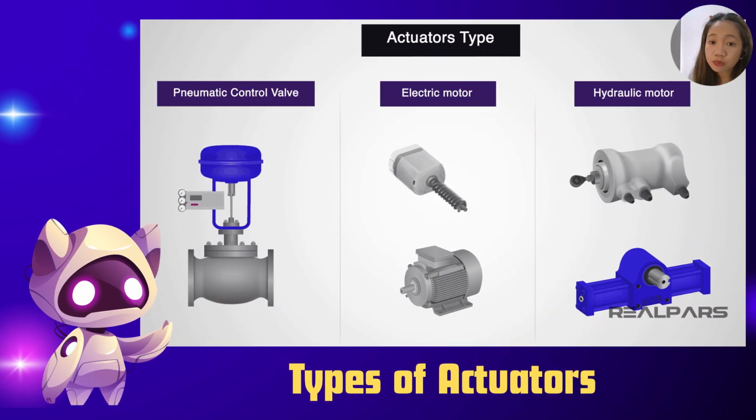Now, there are different types of actuators, and most likely, if you're not making something so robust, you're only going to use the electric motor, which is often used in today's competitions and the like. The hydraulic and pneumatic control valves are for larger robots that are often used in industry.